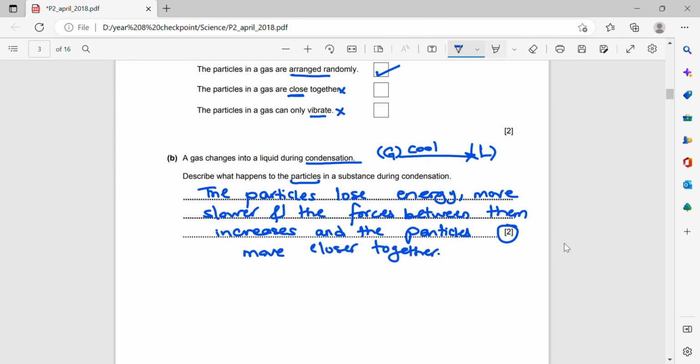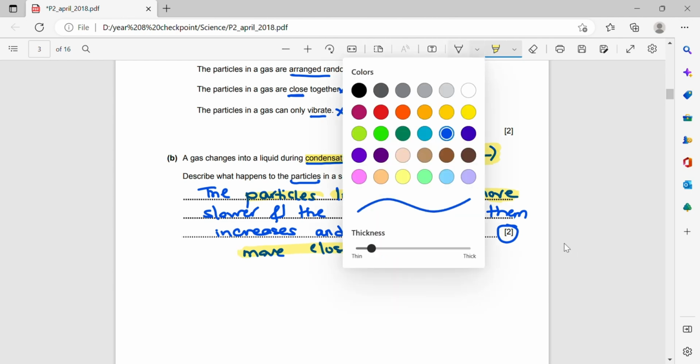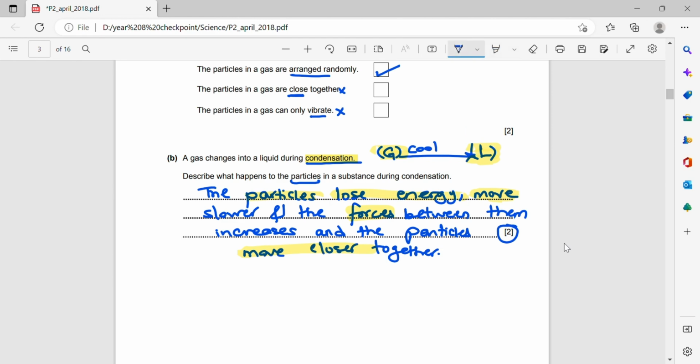Whenever we have a question regarding change of a state of matter from one state to another, we have to mention what happens to the particles in terms of gaining or losing energy. What happens to the motion, the movement of the particles, the forces between the particles and the space between the particles. They come closer together or far apart. Next question.